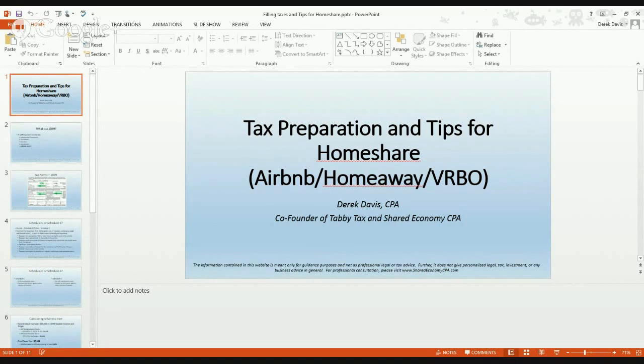So, what is a 1099? A 1099 is an independent payment between two third-party entities, and it includes independent contractors, consultants, investors, as well as Airbnb hosts. So this is what a 1099 tax form looks like.